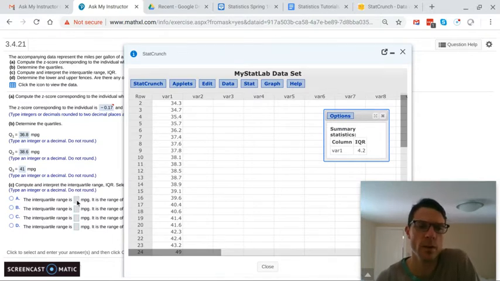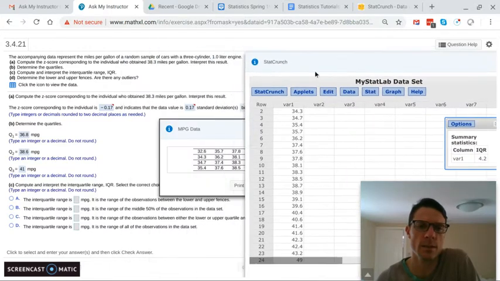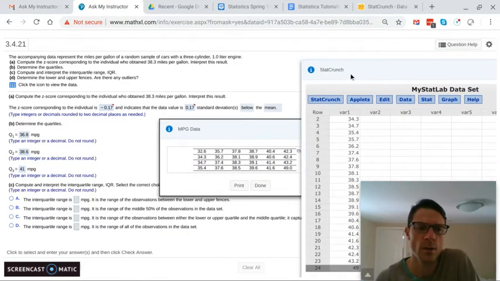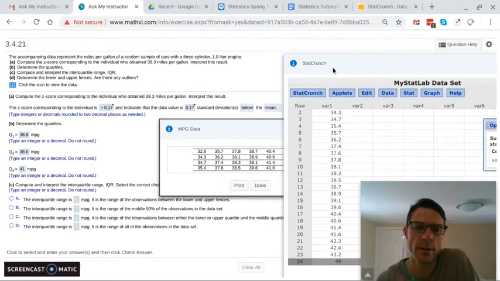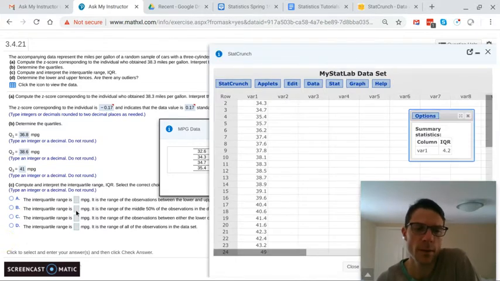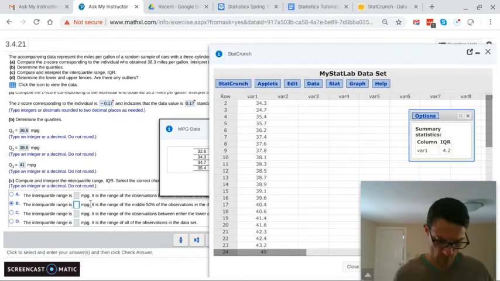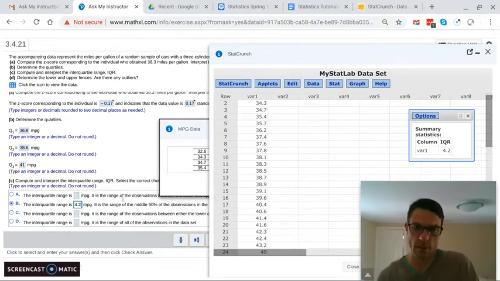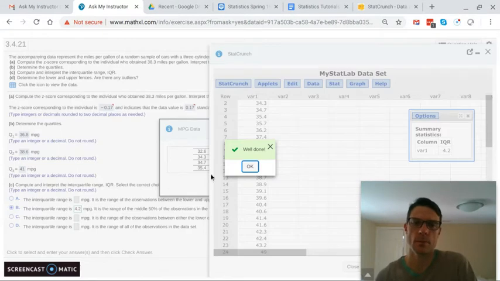So the interquartile range, let's see, it's got some other stuff here. It's the range of observations between the lower and upper fences. Not quite true, right? That's something different. Interquartile range is the middle 50% of observations in the data set. And yes, that's true because it covers between quartile 1 and quartile 3.